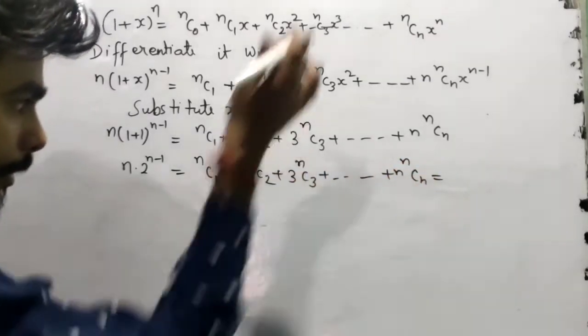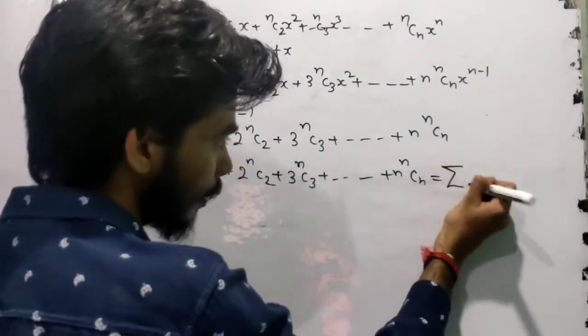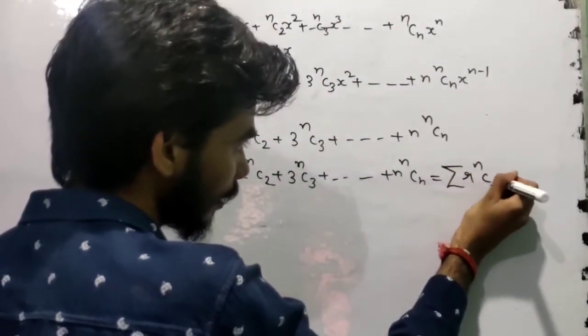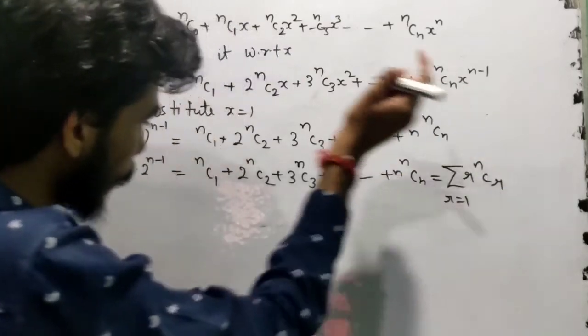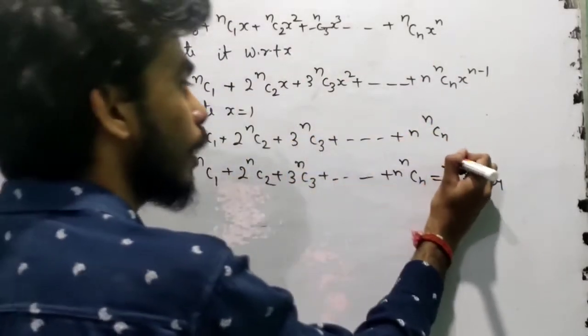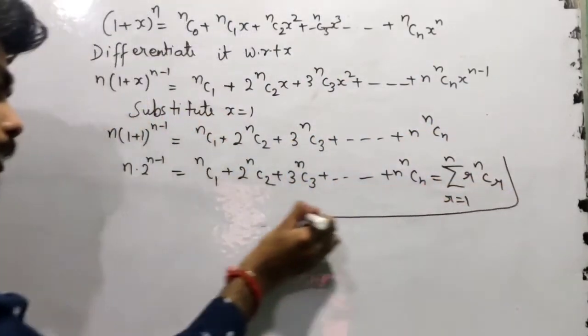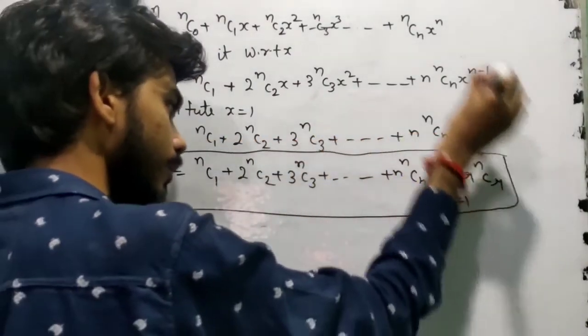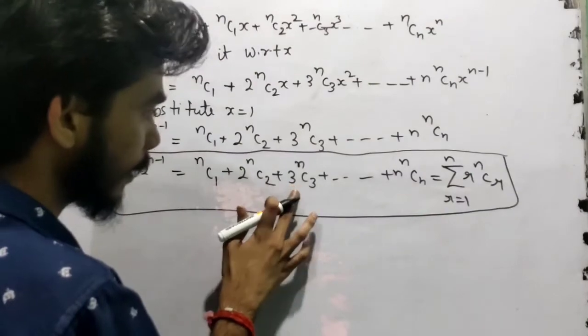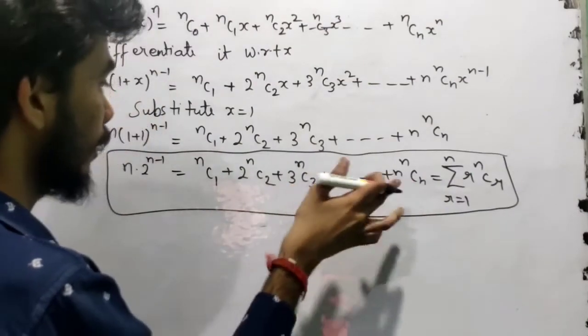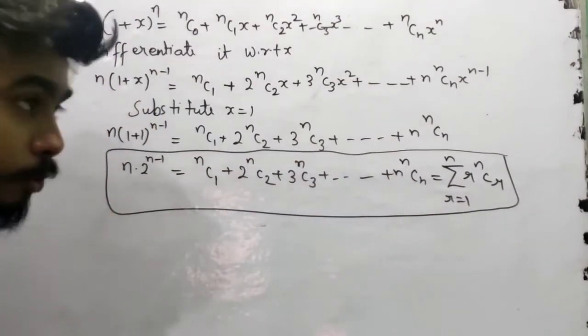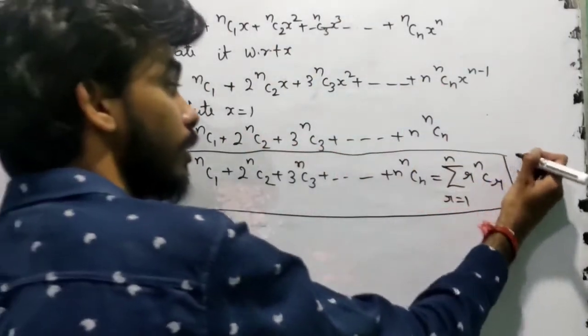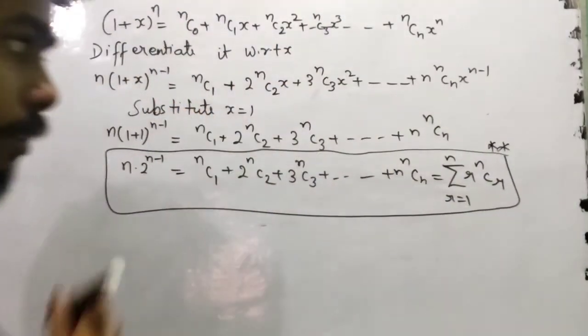We can also write this in the form of sigma r nCr, where r goes from 1 to n. So when we get this series, that is nC1 plus 2 nC2 plus 3 nC3 plus up to n nCn, it equals n into 2 to the power n minus 1. So this is also a very important property from the examination point of view.